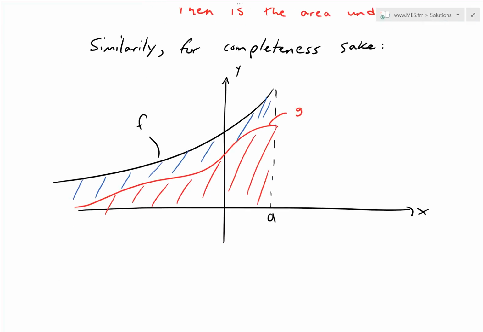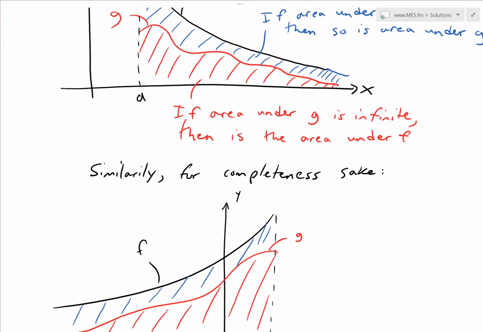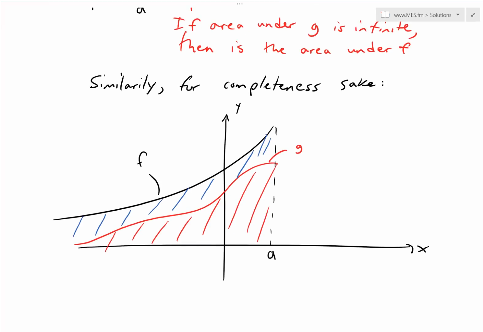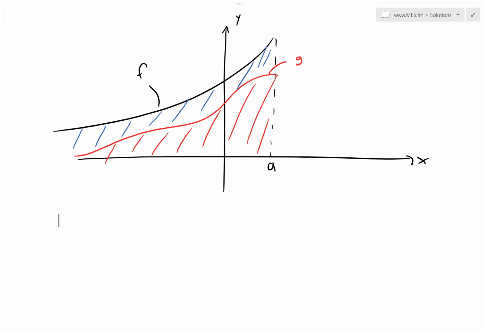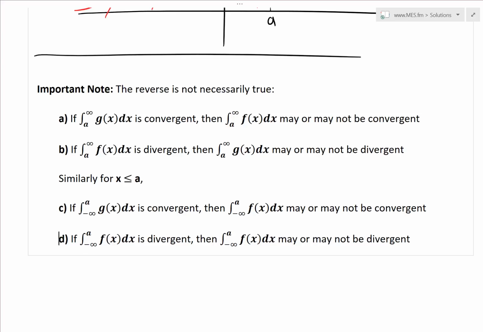So if x is always less than or equal to a, so you have something like this, you could apply basically the same principle: if the area under g is infinite, then so is the area under f. And if the area under f is finite, then so is the area under g, etc. So now that we covered the theorem, here's an important note about the theorem.